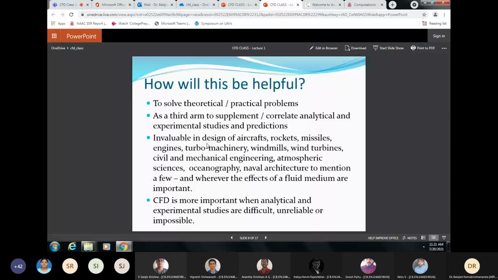Nowadays, wherever you go in designing aircraft, rockets, I don't mean conceptual design, when you go to the preliminary design and detailed design of aircraft, rockets, missiles, engines, turbomachinery, windmills, wind turbines, civil and mechanical engineering, atmospheric sciences, oceanography, naval architecture, also even electronics. They even analyze how to cool the air which is passing through electronic systems. So in so many areas, you find CFD's influence.